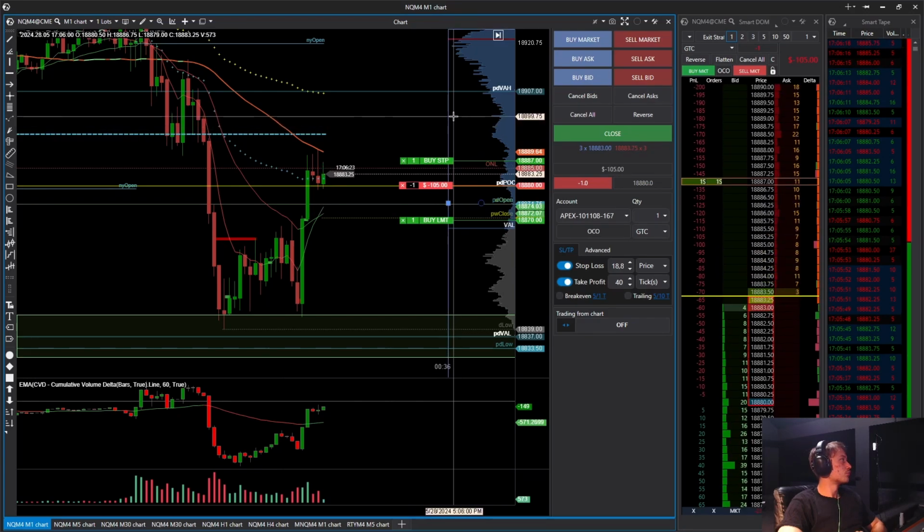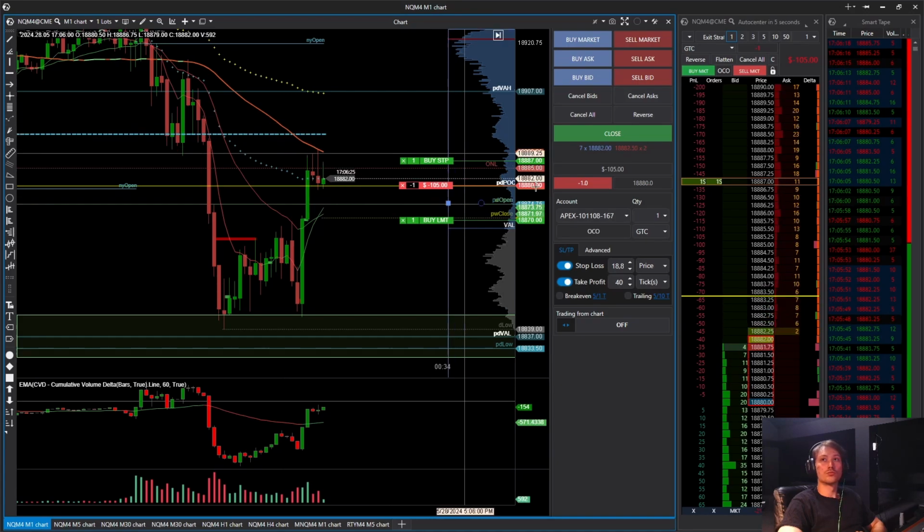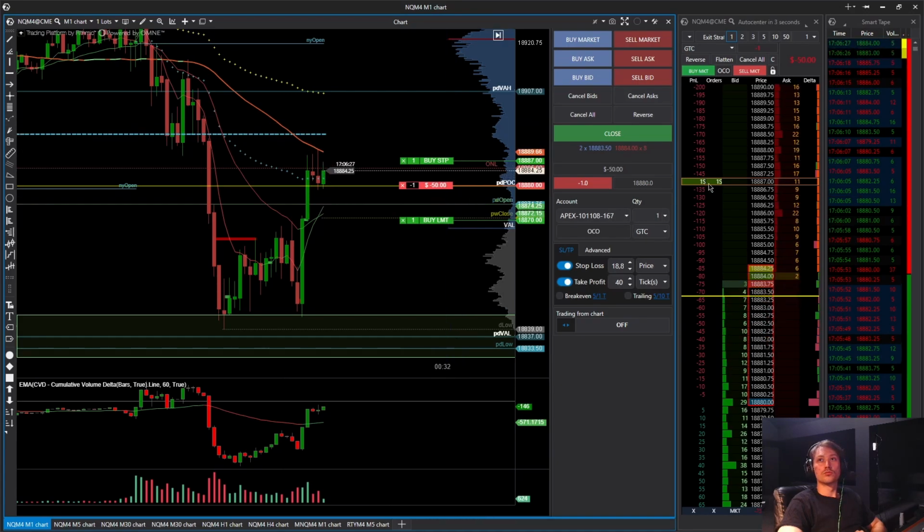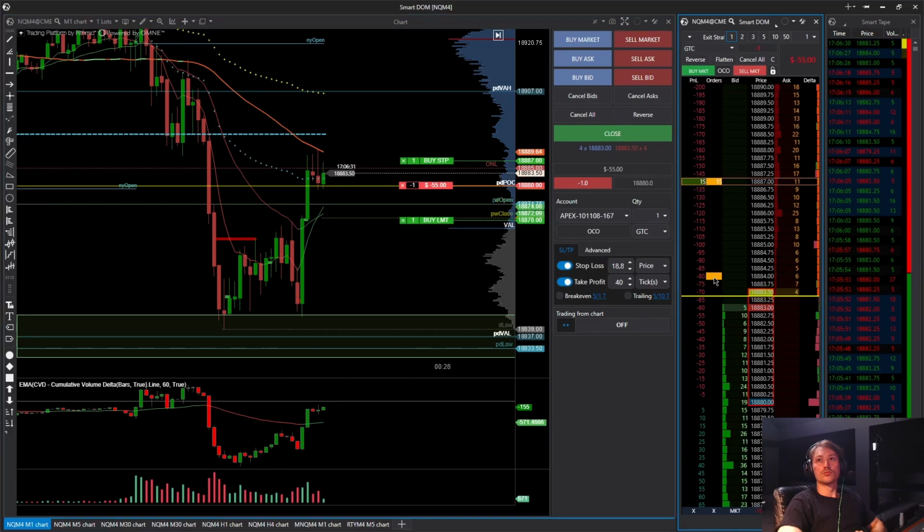So yeah. Here I try to take a short from the New York VWAP in confluence with the previous day point of control and the 24 EMA. The reasoning is the same.